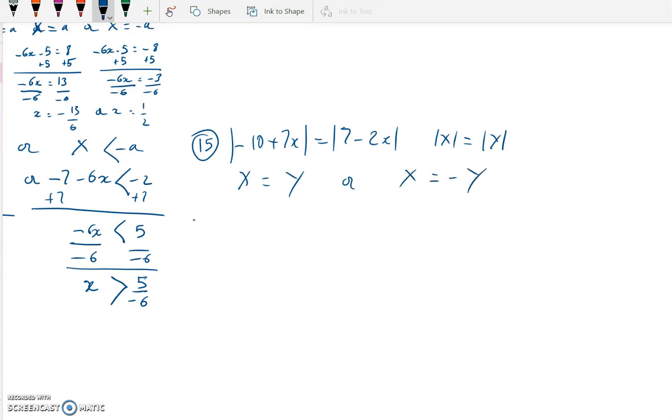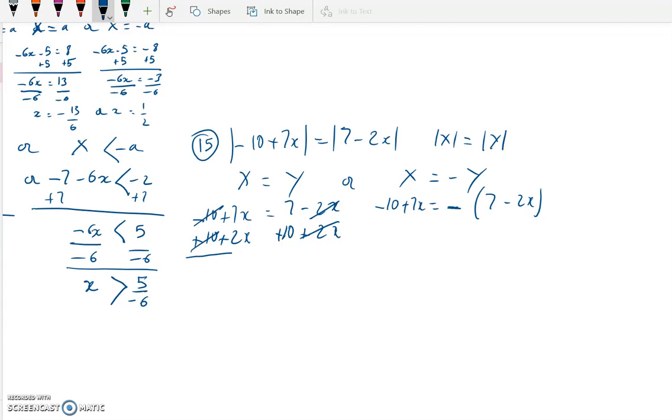In that case, I'm going to have negative 10 plus 7x equals 7 minus 2x, or negative 10 plus 7x equal negative (7 minus 2x). I'm using my parentheses. So for this one, I'm going to add 2x and add 10 both sides. Why do I do that? Because by doing so, no more x on one side of the equation and no more non-variable on the other side. Now I got 9x equals 17, so x equals 17 over 9.